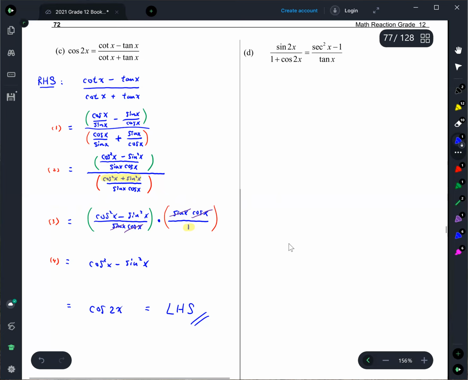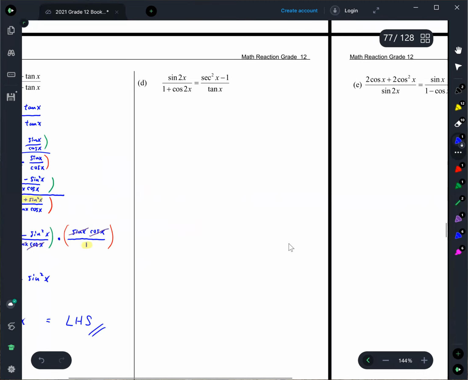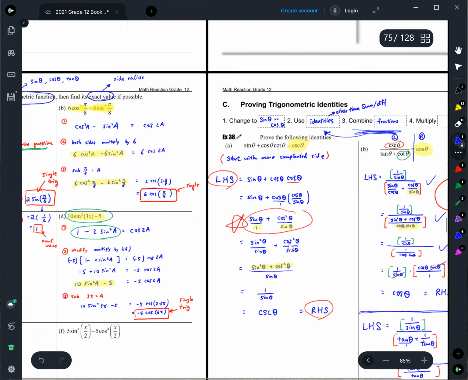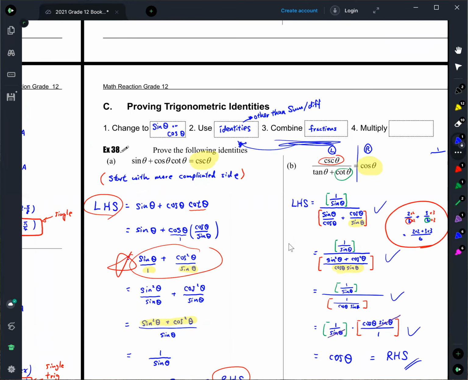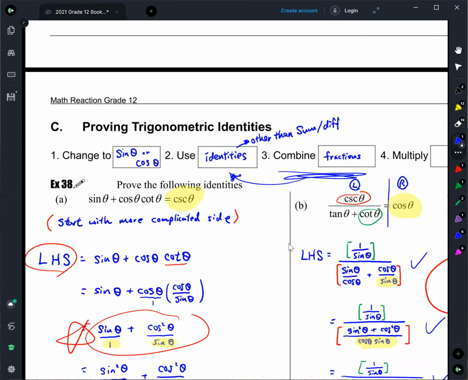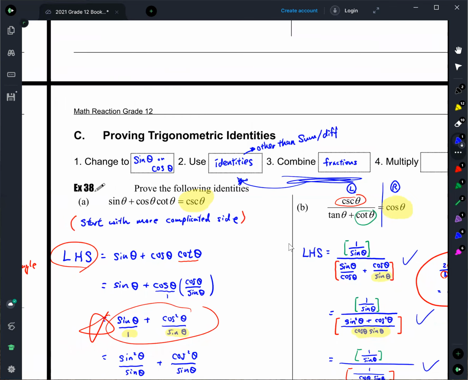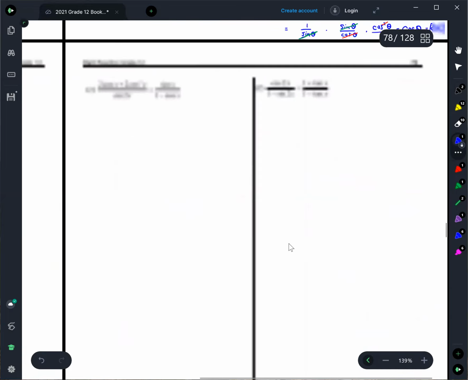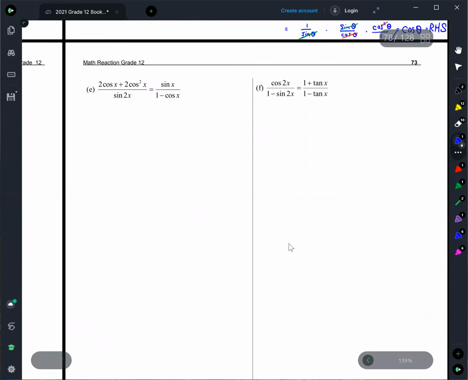Instead of question D, I want to skip to question E first, because we have another technique, number 4, that we haven't talked about yet. Number 1, change to sine or cosine. Number 2, use identity. Number 3, combine fractions, which we use a lot. When you see fractions, you need to know how to add and subtract them. Number 4 is needed for our next question, so please turn to page 73, question E.